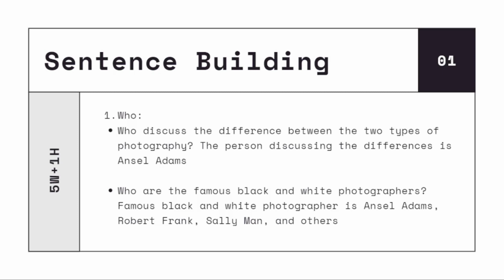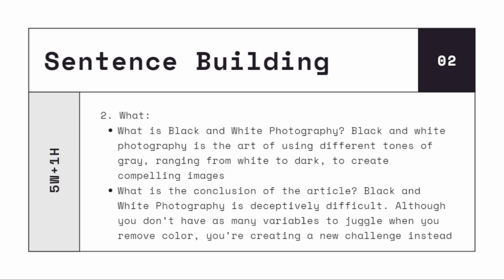The person discussing the two differences is Ansel Adams. Who are the famous black and white photographers? Famous black and white photographers are Ansel Adams, Robert Frank, Sally Mann, and others. 2. What is black and white photography?